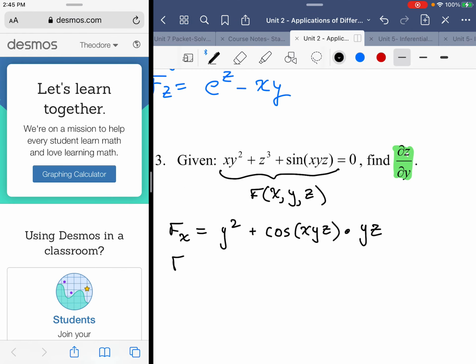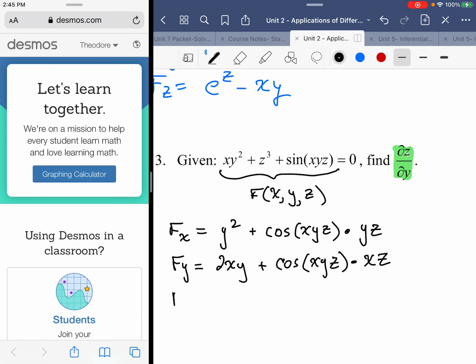Just irrelevant. So f sub y, 2xy, the z cubed, irrelevant, plus cosine xyz times the derivative with respect to y would be xz.